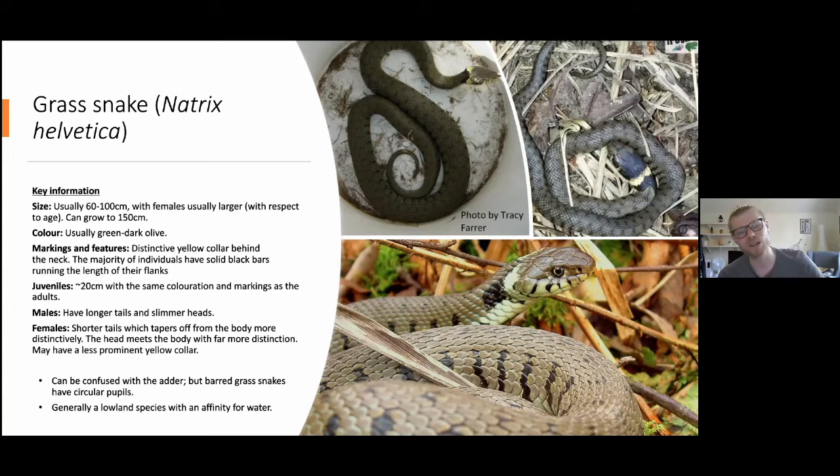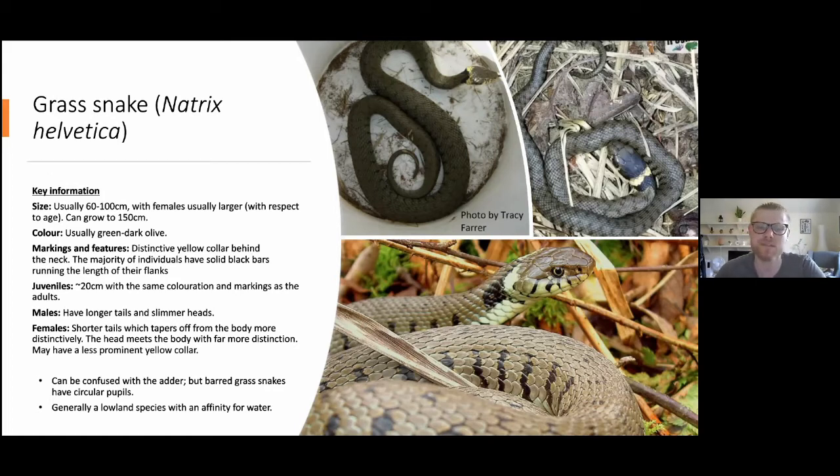Usually they're a bit smaller, between 60 centimeters to 1 meter. And the females are usually a fair bit bigger than the males, about 1/3 bigger usually. You won't forget the first time you ever find a grass snake that is 1 meter or so in length. It is a sight to behold.